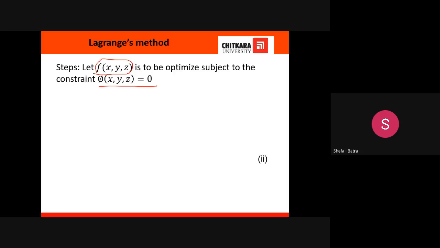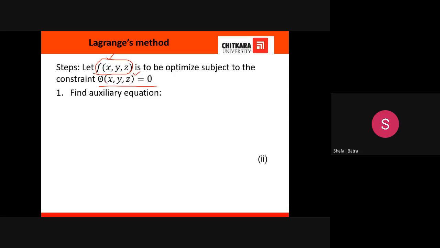Whenever a question is given to you, you need to find out what will be your f and what will be phi. If you are choosing correctly, then there is no problem. Very simple, right? You need to choose that function as f which is to be optimized. Optimized means whether you are getting the minimum or maximum value of that function. The function whose value you have to find out, you will make that function f. And the other given condition is represented by phi. That is your constraint, right?